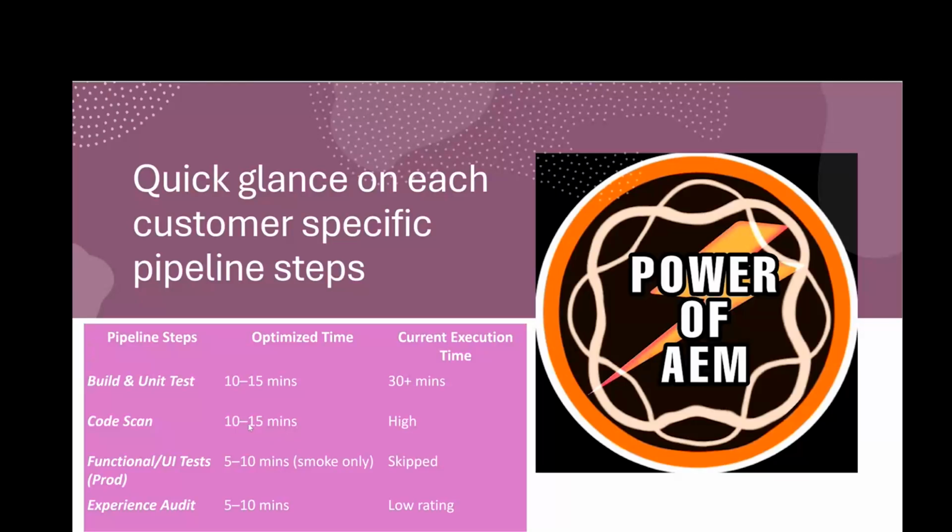But let's take a realistic figure. It should be 10 to 15 minutes, because there are different factors as well, and that is the reason we are considering this. Functional and UI testing should not be skipped. The first thing is that if you skip it, it is not good for a production pipeline. Maybe your pipeline will not execute very cleanly.